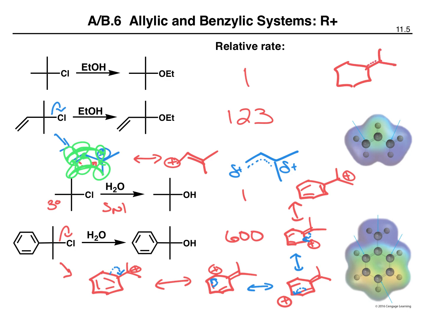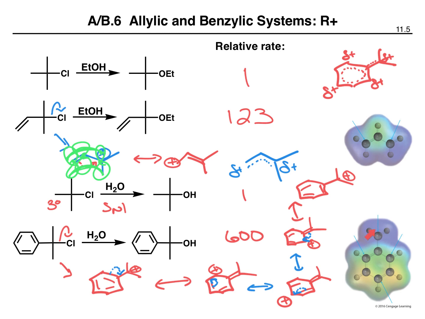partial double bond character here and partial double bond character all around the ring. There is a partial positive charge at the benzylic position and at both ortho positions and at the para position. So the positive charge is highly delocalized, right? It's really spread out over all of the carbons because there is so much resonance.